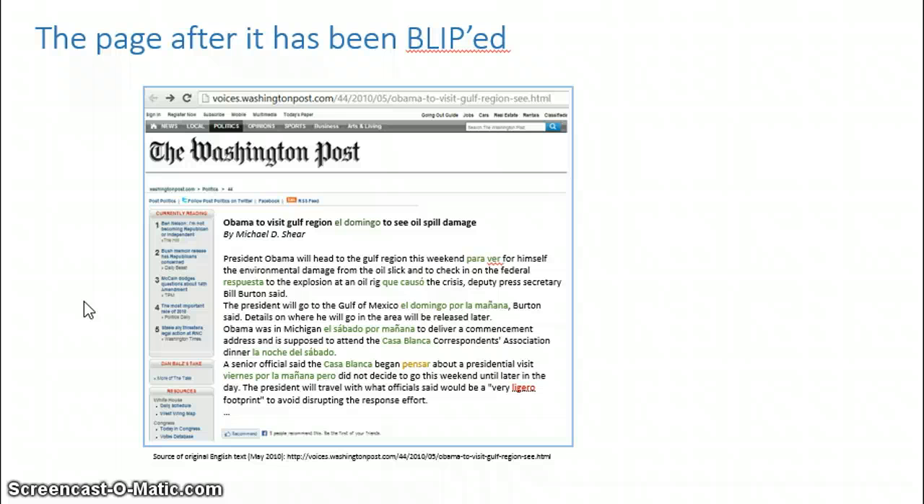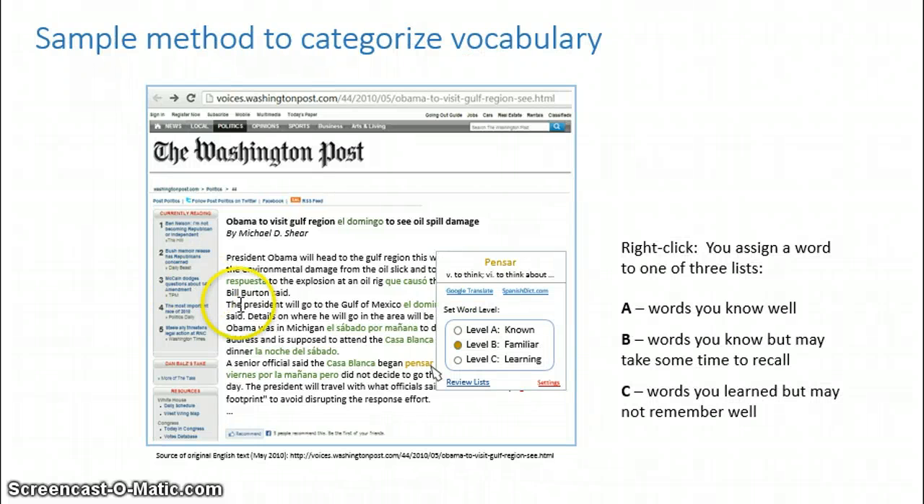Now, let me show you a potential feature here. One is that you can assign words to different lists. So you might have three lists. Level A would be words that you know very well and that you would want to have translated all of the time. Level B might be words that you know well, but sometimes require a little bit of extra cognitive processing on your part to comprehend. And level C might be words that you're learning.